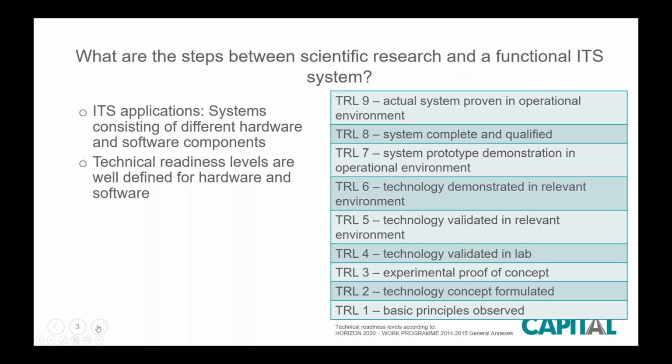So first, what are the steps between scientific research and a functional ITS system? Sometimes the road from basic research to a functional system may be long. It requires validating a technology concept, developing a system prototype, and validating the system in a real operational environment. On the right, you can see the technical readiness levels that have been used to measure technological maturity of new innovations. And those technical readiness levels are relatively well defined for hardware and software.